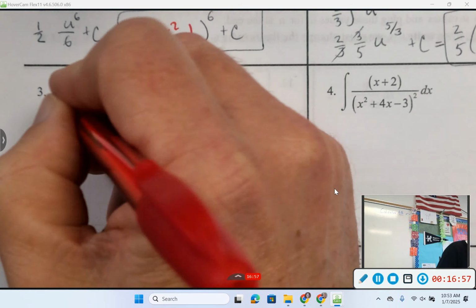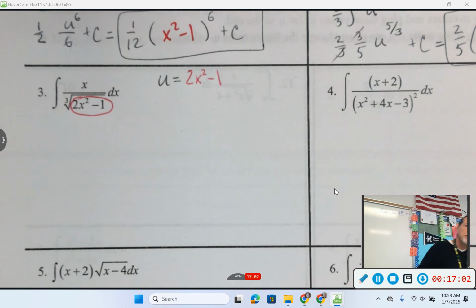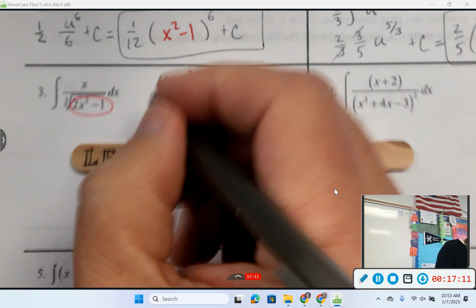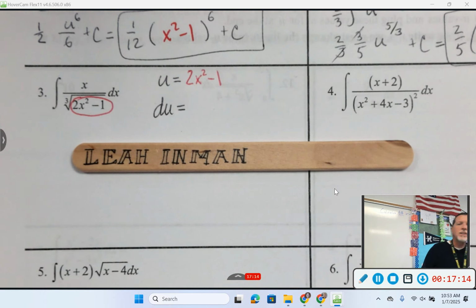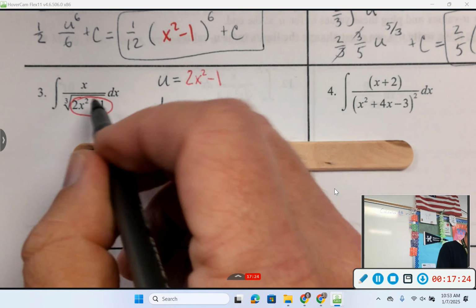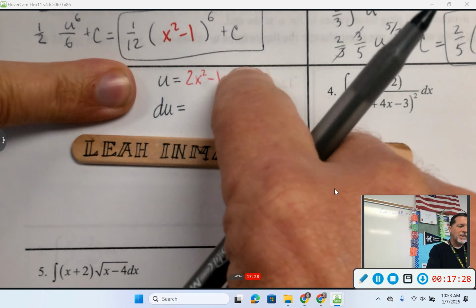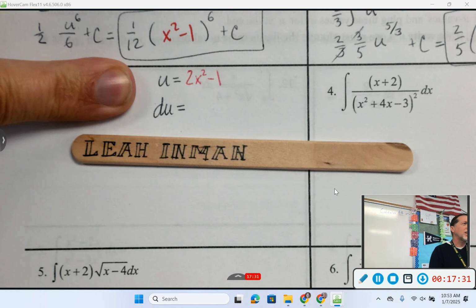I think I want u to just be 2x squared minus 1. Because I can handle a cube root. I can integrate that. Right. Leah, if u is 2x squared minus 1, then du is... Then du would be just the rest of the x times the numerator. Well, it is going to end up being the numerator, but we don't want to look at that. We just want to look at this. So what's the derivative of 2x squared minus 1? Oh.